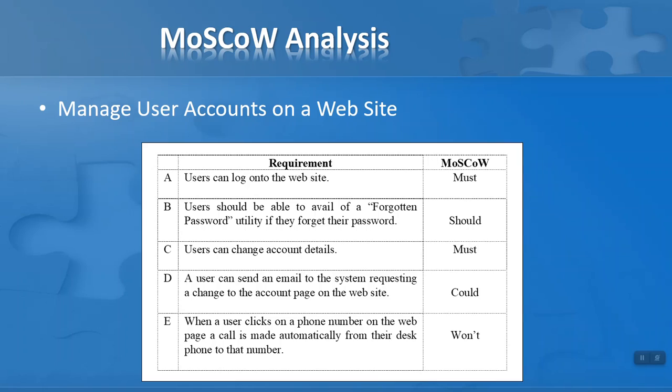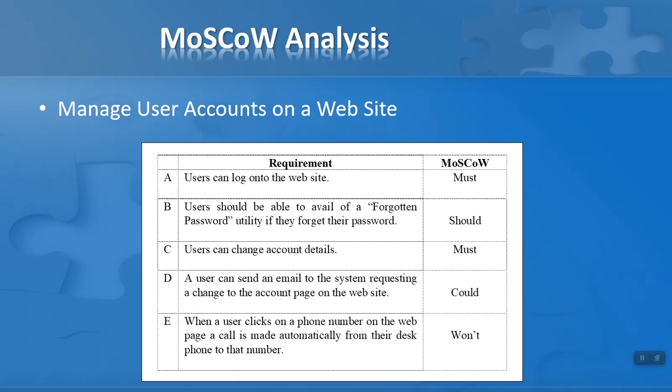So requirement A is that the users can log on to the website. Now, there's not much point in having a website where users need to manage their accounts if they can't log on to it. So this is a must-have requirement. So we label this as M, or label it as a must.